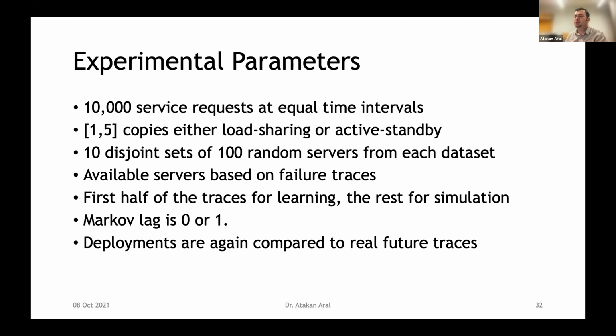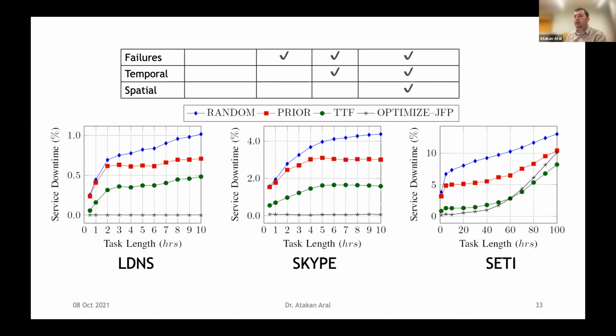And to evaluate, we compared deployments again to real future traces. So we predicted failure, and then we checked the real future state to see if it actually fails in the future or not, and then used this information to calculate our metrics. Our first metric was service downtime, which is a typical metric for reliability. So what percentage of the time the service was offline on average?